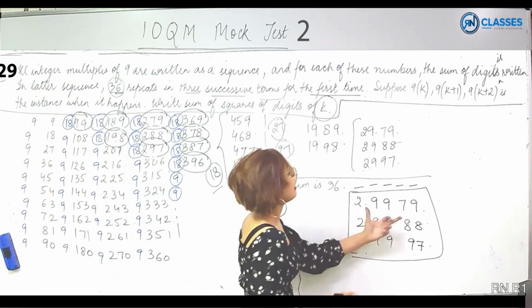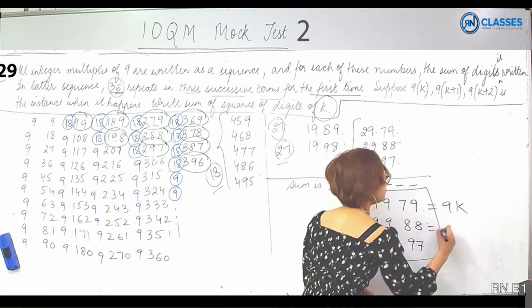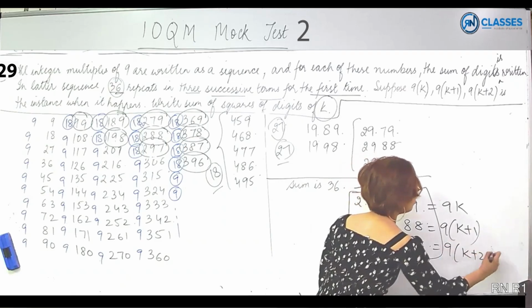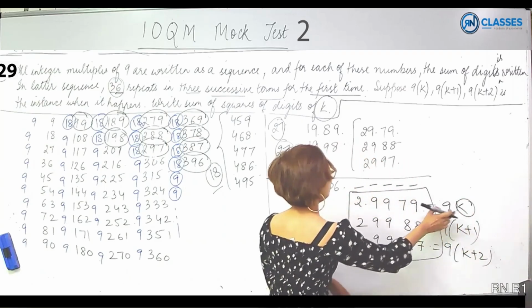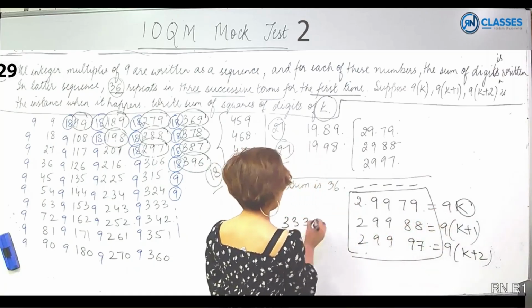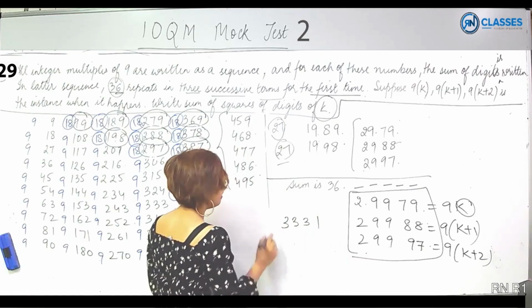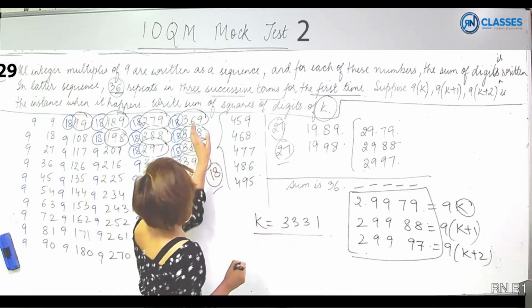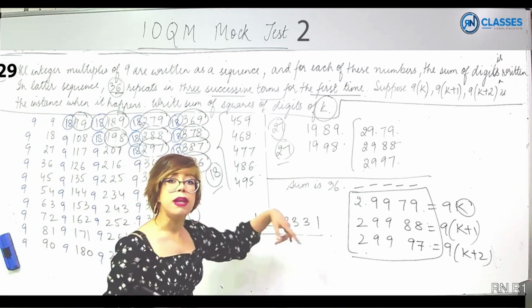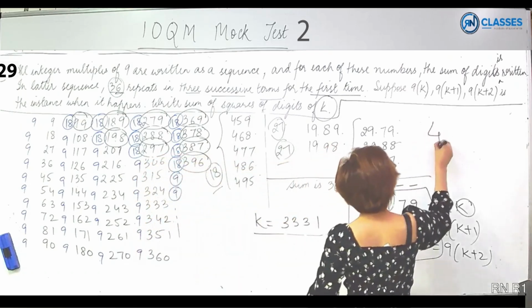So this is my 9k. This is my 9 into k plus 1. This is my 9 into k plus 2. Okay, so easy निकाल लेते हैं. Divide this number by 9. So this is 3, 3, 3 and 1. So k turns out to be 6. But I want what? Sum of squares of digits of k. So 9 into 3, 48 plus 1. The answer is 49.